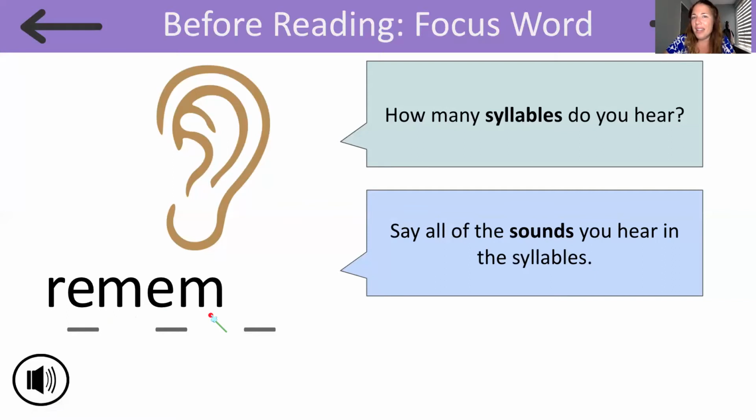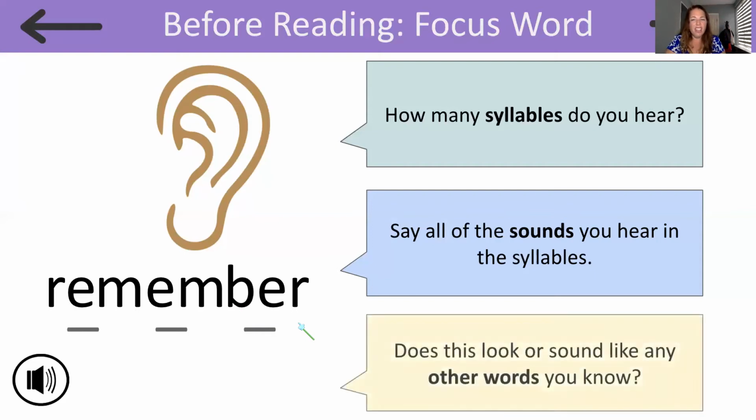And what's the last syllable sound? Right, burr. And how are we going to spell that? B-er, B-E-R. Now, when you see our focus word, remember, does that make you think of any other words that you know? Does it look like another word you know or sound like another word?